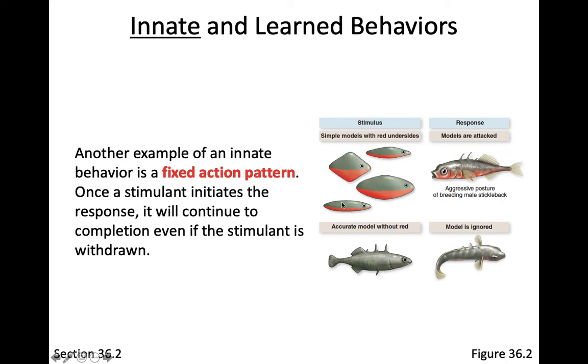You literally can take a wooden spoon, paint part of it red, and stick it in the water, and the male will become aggressive after it. You take a perfectly accurate model without the red, and the male totally ignores it. It's such an innately hardwired response that it doesn't even have to be their own species or anything even living. It just has to look somewhat similar to what they interpret as a threat, and they will go into this mode. Now, the weird thing about it is that you could take these models away once these males have started that, and it will continue.